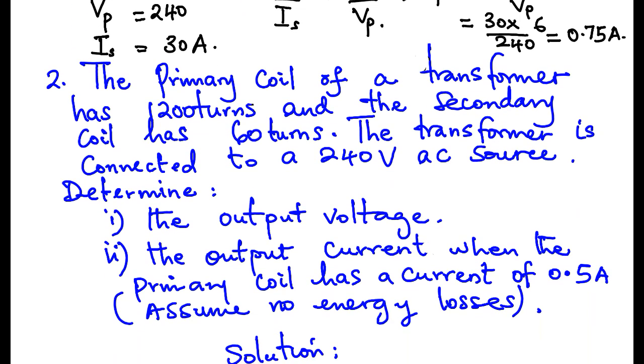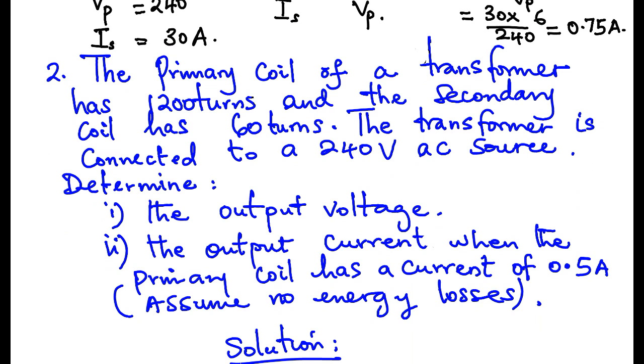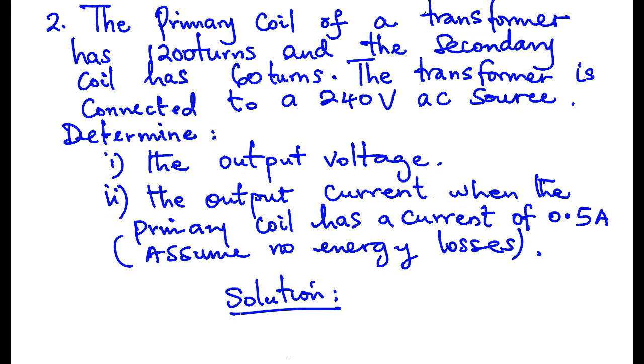The primary coil of a transformer has 1,200 turns, and the secondary coil has 60 turns. The transformer is connected to a 240 volts AC source. Determine 1. The output voltage.